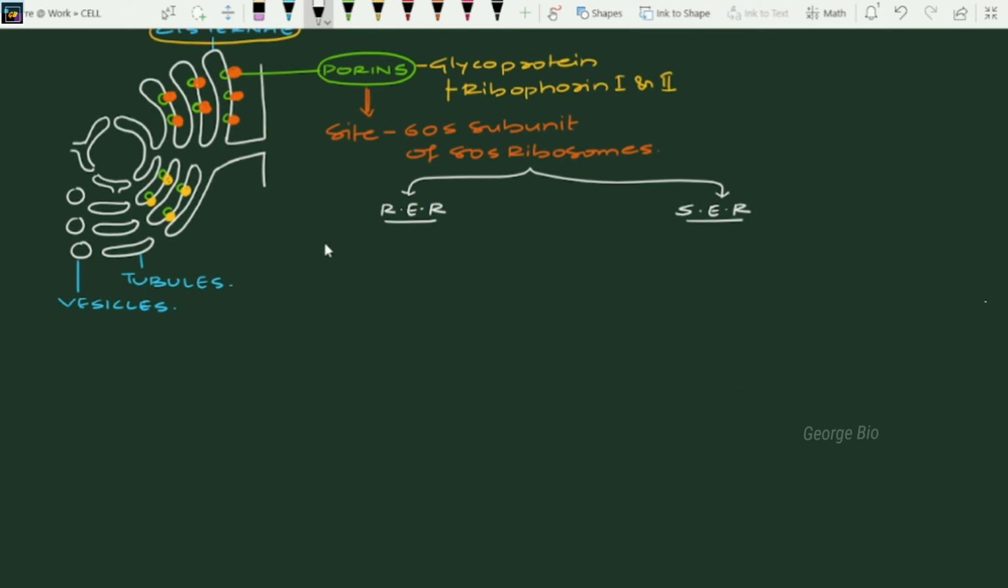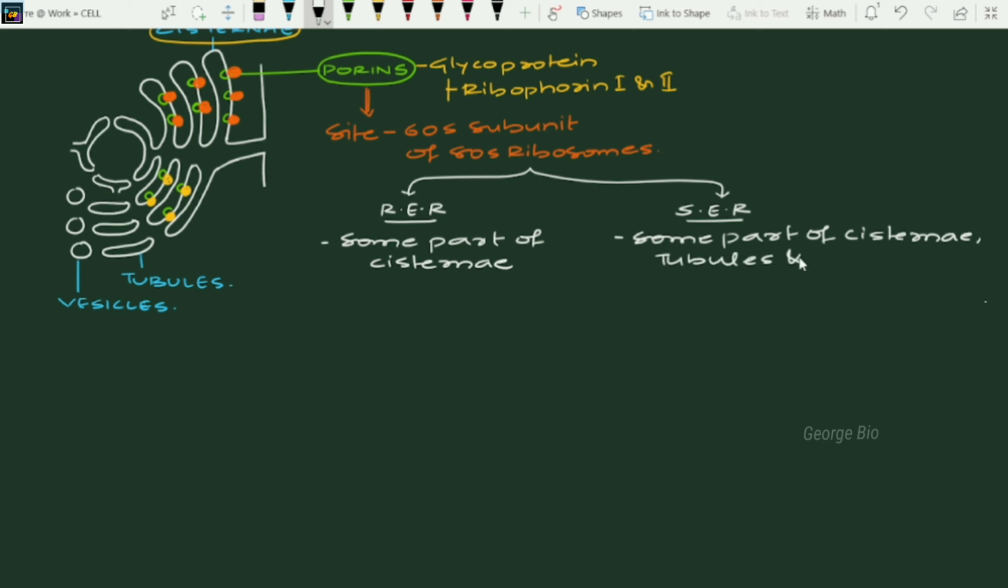Rough endoplasmic reticulum is so called because of the attachment of ribosomes. But where are these ribosomes attached? They are not attached on the entire endoplasmic reticulum. They are attached on some part of the cisternae. Then what about smooth endoplasmic reticulum? It is the rest of the part of the cisternae, along with the entire amount of tubules and vesicles.